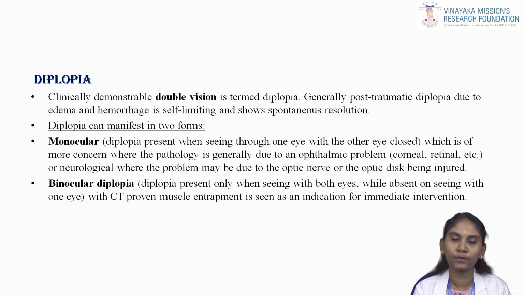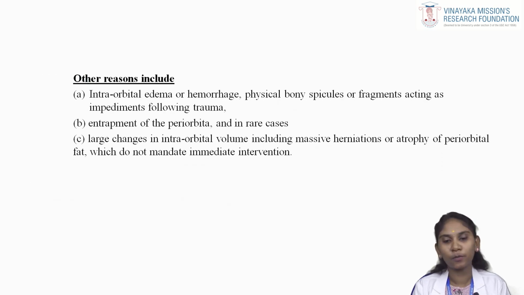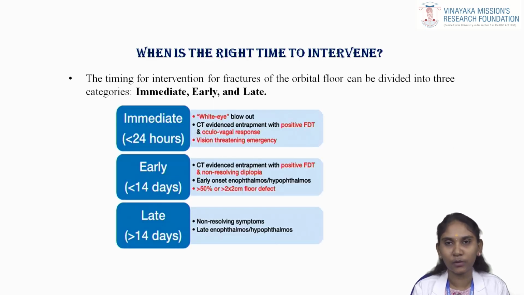Binocular diplopia is present only when seeing with both eyes and is absent on seeing with one eye. And CT-evident muscle entrapment is an indication for immediate intervention. Other reasons for diplopia include intraorbital edema, hemorrhage and any bony spicules or fragments acting as impediments following the trauma, and there might be entrapment of the periorbita. In rare cases there may be large changes in the intraorbital volume including massive herniations or atrophy of the periorbital fat. They do not need immediate intervention.